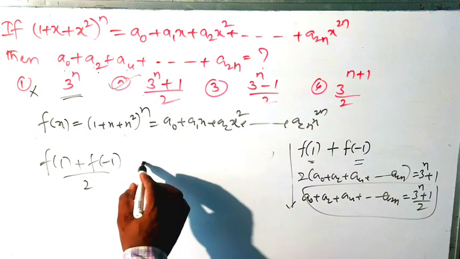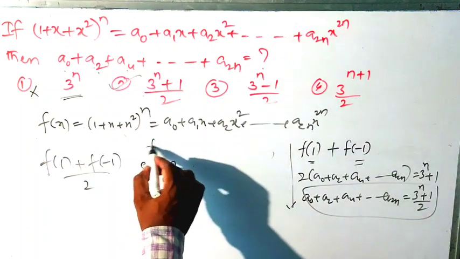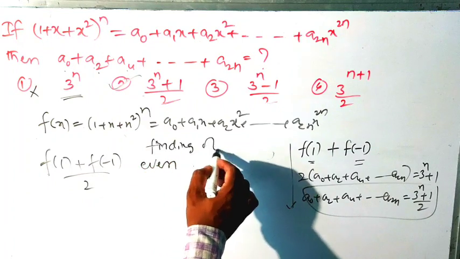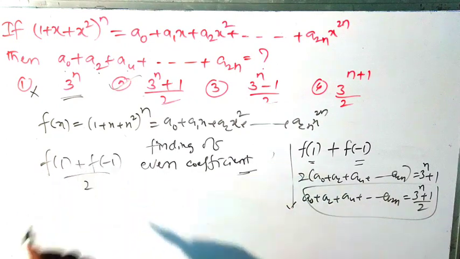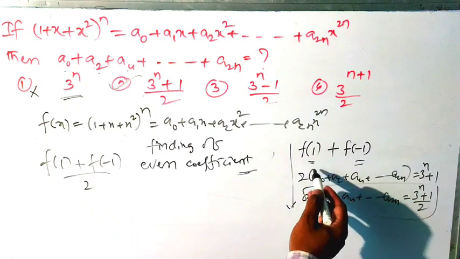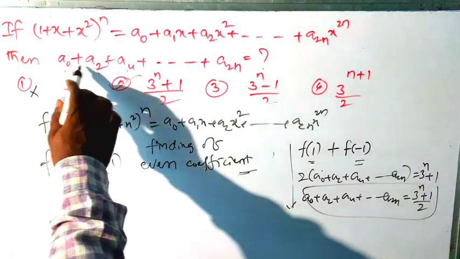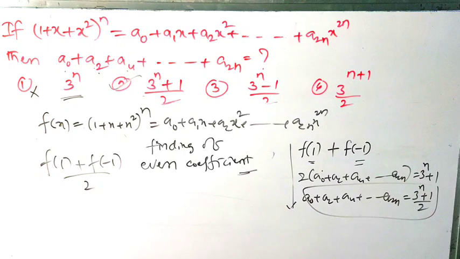So for finding the even coefficients, we take f of 1 plus f of minus 1 by 2. That is nothing but for the finding of even coefficients. We take f of 1, and f of 1 value is nothing but 3 power of n. And f of minus 1 is nothing but a0 minus a1 x plus a2 x square up to so on.